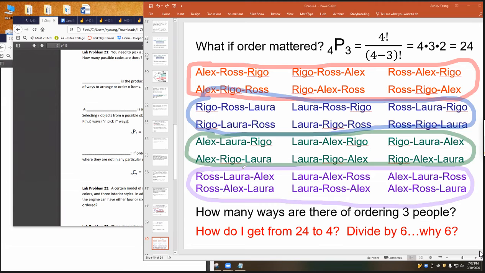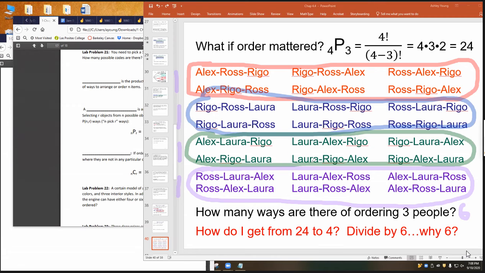So I should just erase those. Those are actually confusing, I think. If Ross, Alex, and Rigo are all the same, all these different arrangements only count as once, then this was really only one item, and this is only one item, and this is only one item. So altogether I only have 4 items, 4 possible ways. So I divide by the number of ways of arranging Laura, Alex, and Ross, which is 6 ways. That's why I call it dividing out the duplicates, because these are all duplicates.